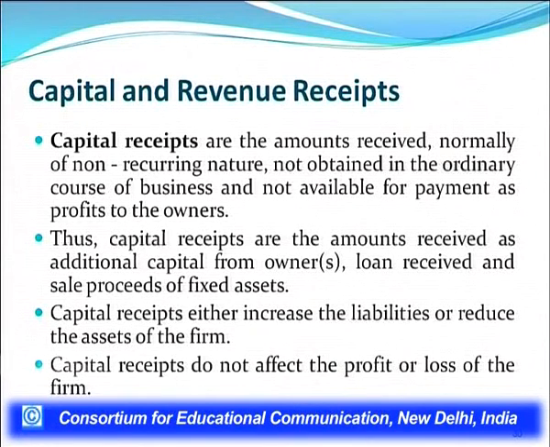So, the capital receipt criteria are: one, non-recurring nature, and not obtained in the ordinary course of business. Ordinary course of business is sale and purchase of goods and services. So, it is not received during normal business activities and not available for payment as profit to the owners. Any amount which cannot be distributed to the owners as profit shall not be considered a revenue receipt, it shall be considered a capital receipt.